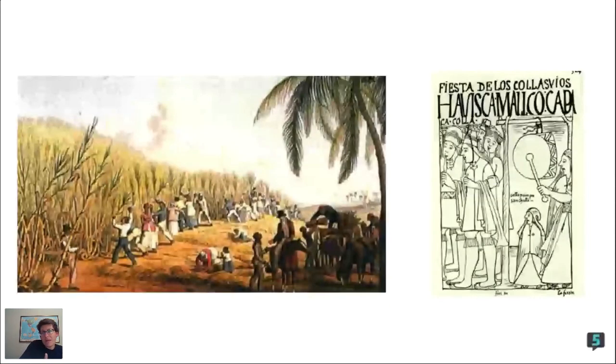Along the way, some things stay the same, like agriculture, right? Agriculture remains an important part of the global experience. We're not yet to the Industrial Revolution. Agriculture is going to be the moneymaker. It's going to be what people focus on.